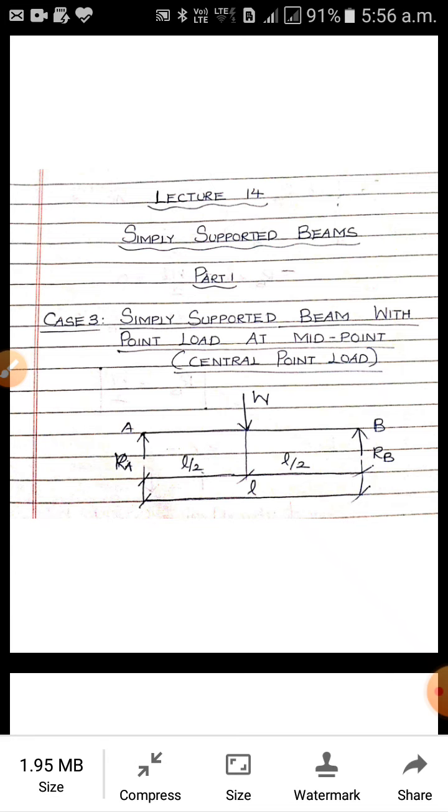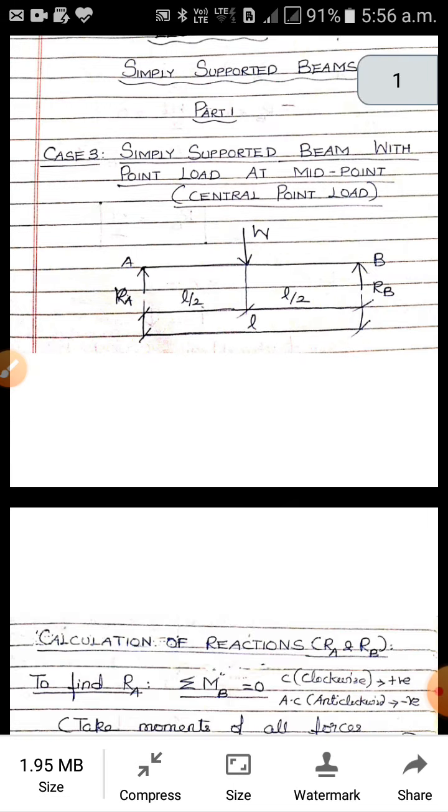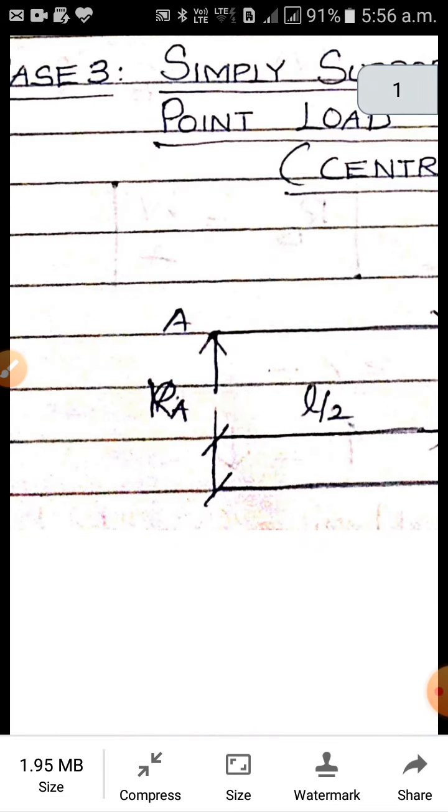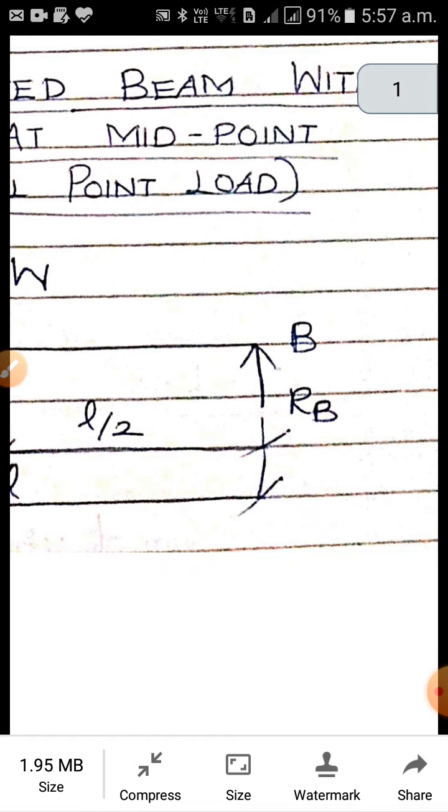So simply supported beam, both will be hinged or simple supports. A is hinged, B is hinged or roller. The length of AB is L. The load W is acting at the center, so at L by 2. You have to mark the reactions also. At A the reaction is RA and at B the reaction is RB.